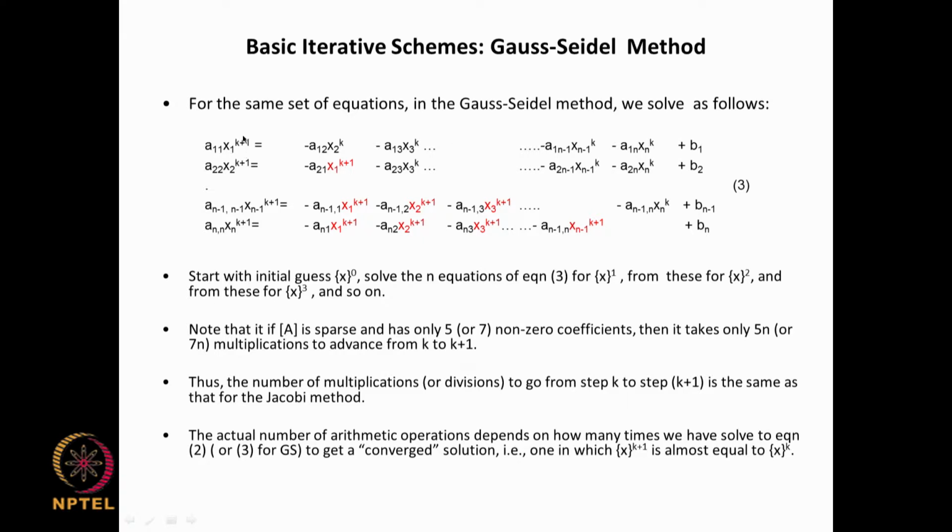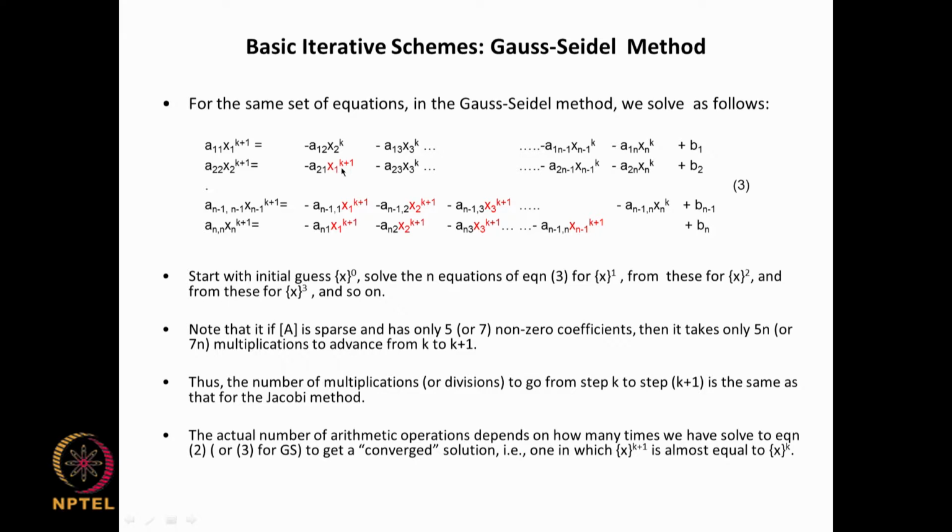a11 x1 k plus 1 is b1 minus a12 x2 k minus a13 x3 k and so on up to minus a1n minus 1 xn minus 1 k minus a1n xn k. The second equation is similar to the previous one, except that by the time we have come to solving the second equation, we have already solved the first equation. So, we know the k plus 1th iterative value, the updated value of x1.